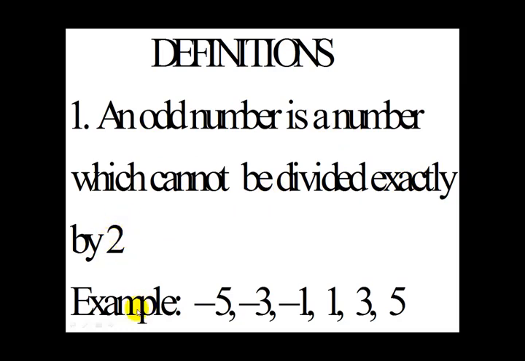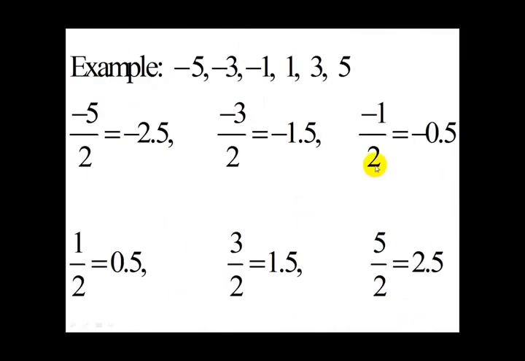Now, these are examples of an odd number: minus 5, minus 3, minus 1, 1, 3, and 5. When we divide minus 5 by 2, the answer is minus 2.5. Because the answer is a decimal, it means that there is a remainder. When we divide minus 3 by 2, we have minus 1.5. That means there is a remainder. That makes minus 3 an odd number.